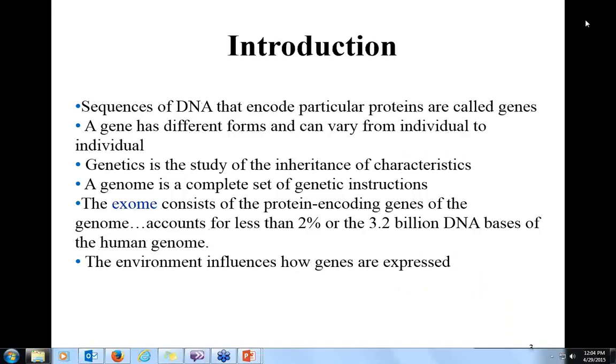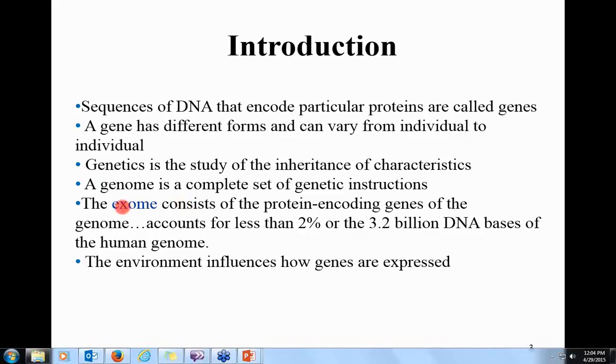All right, so what exactly is a gene? A gene is a sequence of DNA that is encoded for a particular protein. Genes can have different forms and can vary from individual to individual. This is referred to as an allele. For example, genes for blue eyes versus genes for green eyes. Genetics is the study of inheritance. And a genome is your complete set of genetic instructions.